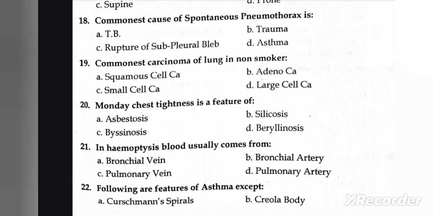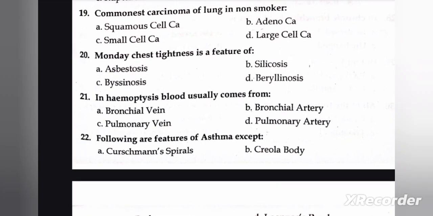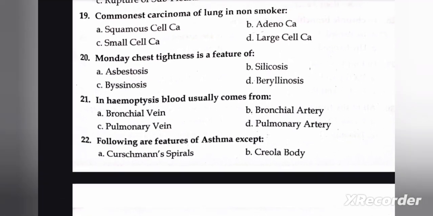The right option is C, rupture of subpleural bleb. Next question is commonest carcinoma of lung in non-smoker. A squamous cell carcinoma, B adenocarcinoma, C small cell carcinoma and D large cell carcinoma. Right option is B, adenocarcinoma.